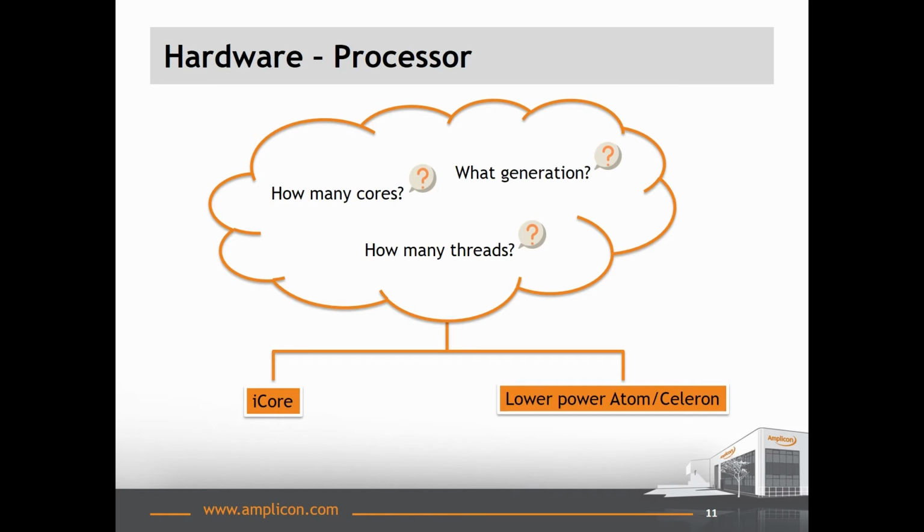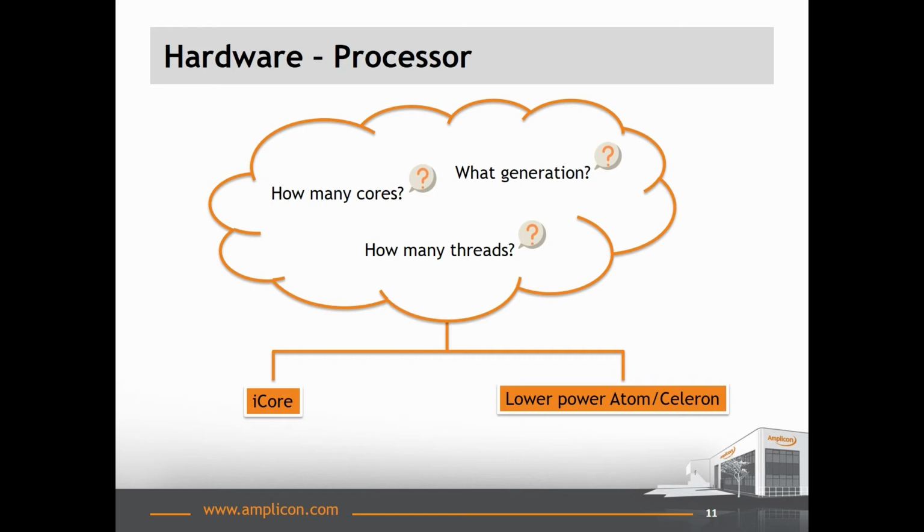Hyperthreading is a technology in some processors that allows the processor to work on two sets of data, threads, at once. This doesn't necessarily mean the processor is twice as quick, but would definitely be faster. However, your application software would need to be written around this capability to take advantage of the speed gain. Based on these decisions, you might be looking at an i-core-based system or a lower power Atom Celeron-based system.